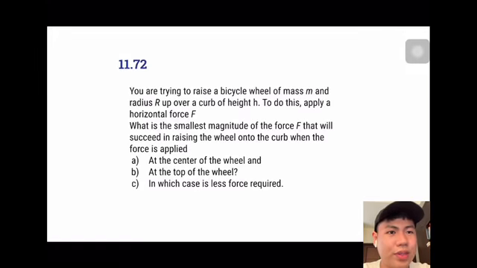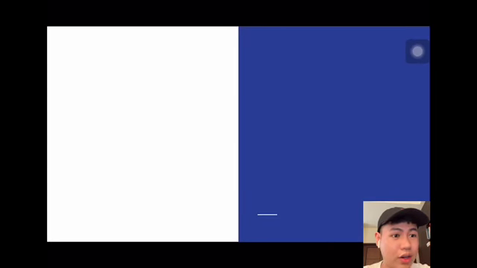Okay guys, for our second problem, you are trying to raise a bicycle wheel of mass m and radius r up over a curb of height h. To do this, apply a horizontal force F. What is the smallest magnitude for the force F that will succeed in raising the wheel onto the curb when the force is applied A. at the center of the wheel, B. at the top of the wheel, and C. in which case is less force required to get the wheel over the curb?